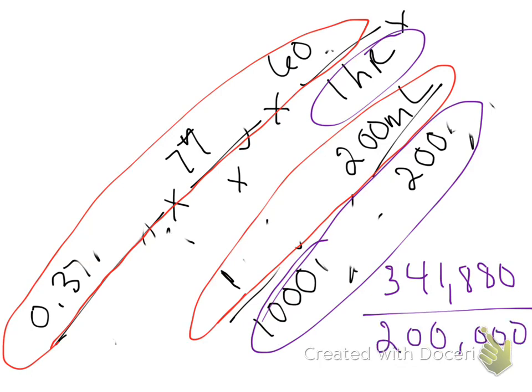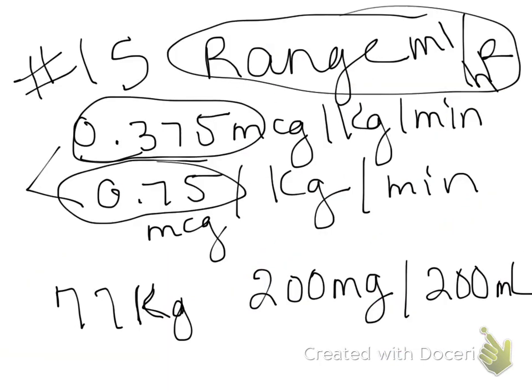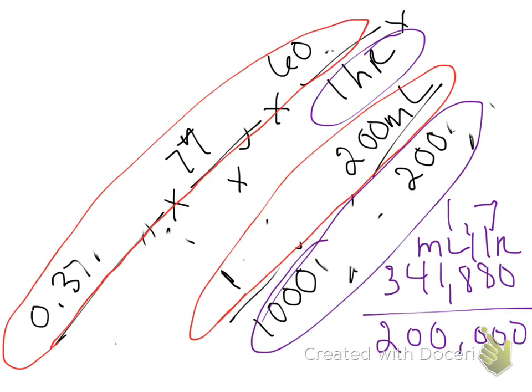All right, so now you're just going to divide those. 341,880 divided by 200,000 would equal 1.7, and that would be your mLs per hour. All right, so I got the first step right. 1.7 is what it's asking for. But now we have to get the 0.75. So you're going to set it up exactly the same way.